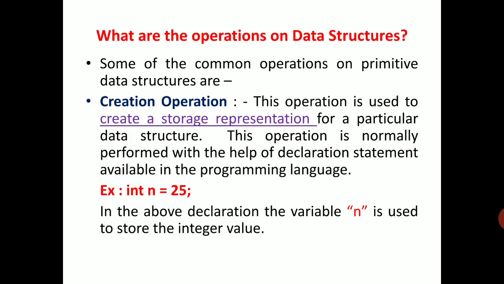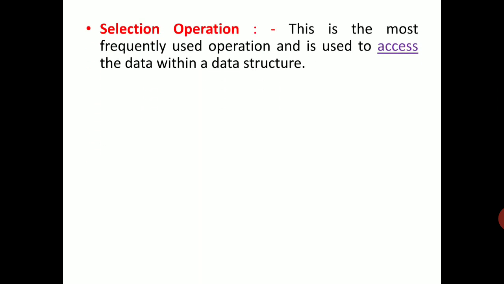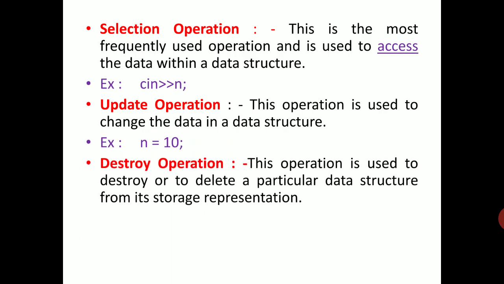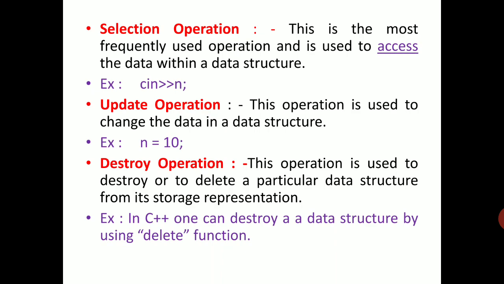The first operation is the creation operation, where we can create the memory representation or the storage representation by using some of the data structures like integer. The second operation is selection. We can make selections by using cin, cout, like that. Then the third one is the update operation, where we can change the value of a data. Destroy operation, as you know, we can delete or remove.